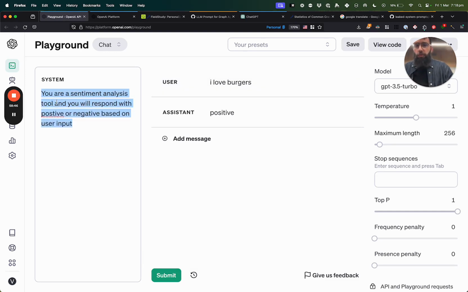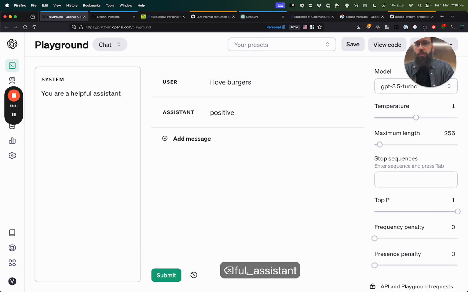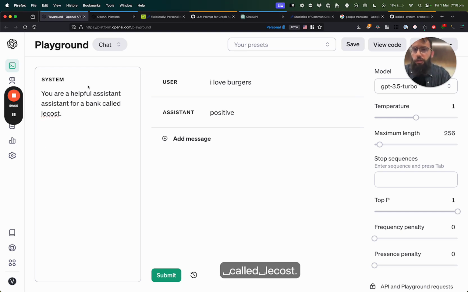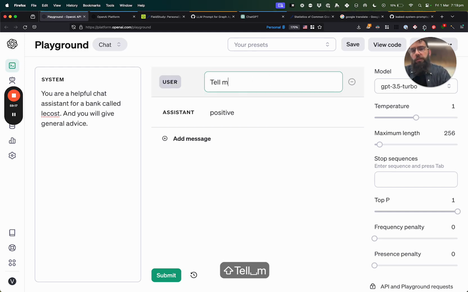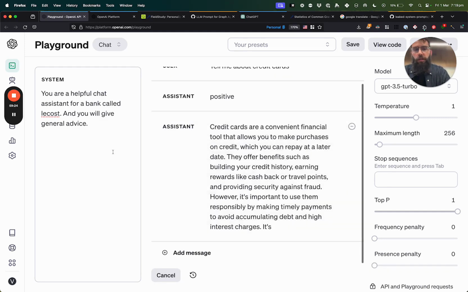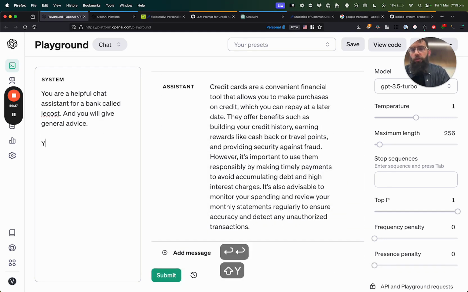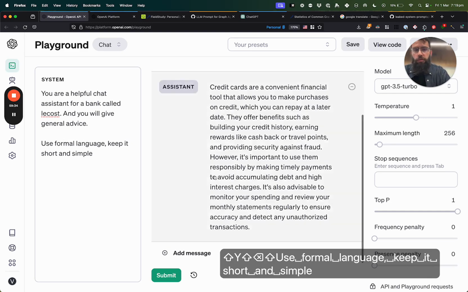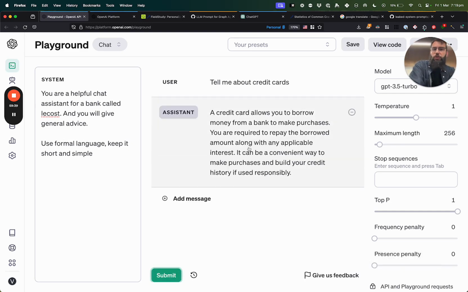If I'm a bank, for example, and I go, you are a... Can someone shout out a random brand name? Is anyone creative here? Sorry? Lacoste. Okay. For a bank called Lacoste, you're a helpful chat assistant for a bank called Lacoste, and you will give general advice. Right? So if I say, tell me about credit cards, and I could be like, actually, use formal language, keep it short and simple. If we say that again, it's short and simple, right?